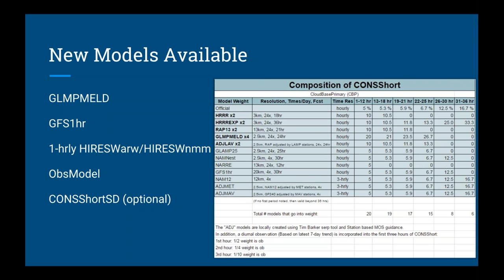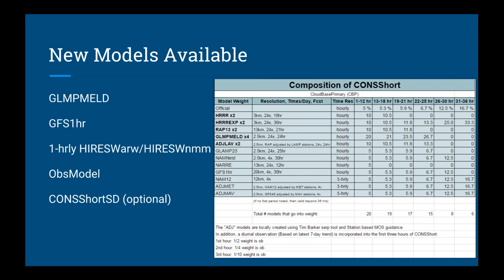Now, the GLAMP MELD, just as a reminder, became available, I think, two tech notes ago. It's a new blend of the GLAMP and the HRRR. It's a new analysis, or a new blending scheme, that they're using up at headquarters. They're providing this via the LDM, and we're grabbing it from Central Region. So all sites should have that.